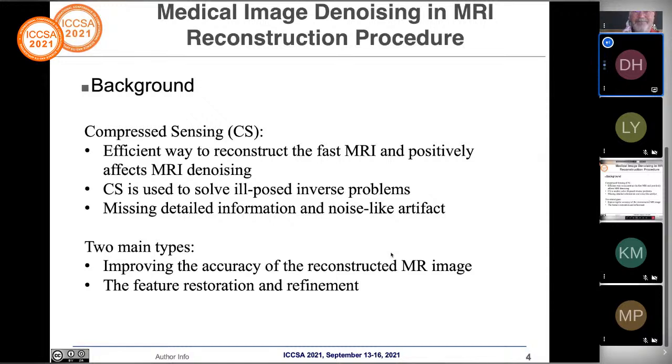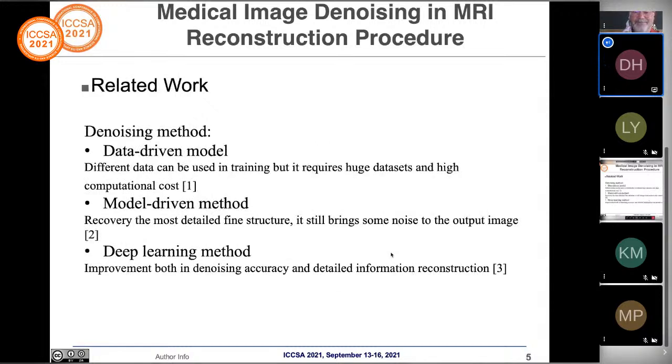Exploration and the refinement. The related work is for the deriving methods, mainly about 3 different types. One is the data drawing model. Different data can be used in training, but it creates a huge data set and high computational cost.